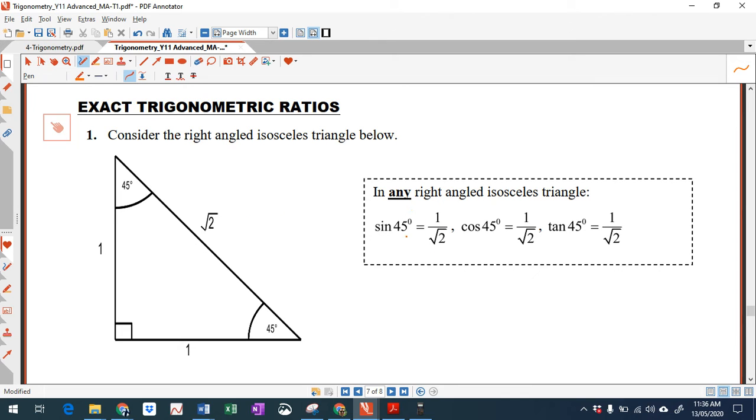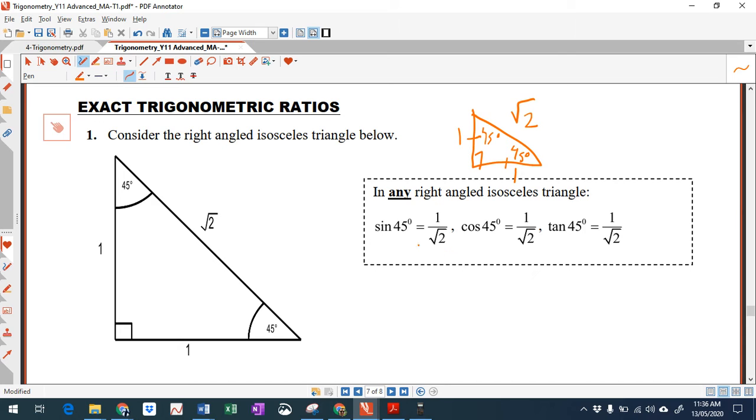So in any isosceles triangle, if you think about it, which is right angled, so if you drew any isosceles triangle which is right angled, so this side equal to this side, these two sides, these two angles have to be 45 degrees each. Okay, so if this length is 1, that means this length is 1, and by Pythagoras that is root 2.